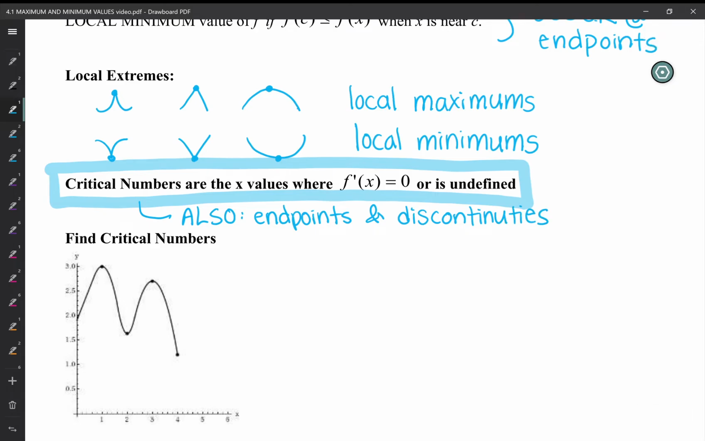So let's start by identifying the critical numbers. Over here and here, at x equals 0 and 4, we have endpoints. And here, here, and here, f prime of x, or the slope of the tangent line, is equal to 0. So our critical numbers occur at x is equal to 0, 1, 2, 3, and 4. Now that we've identified the critical numbers, we want to figure out where our absolute maximums and minimums occur.